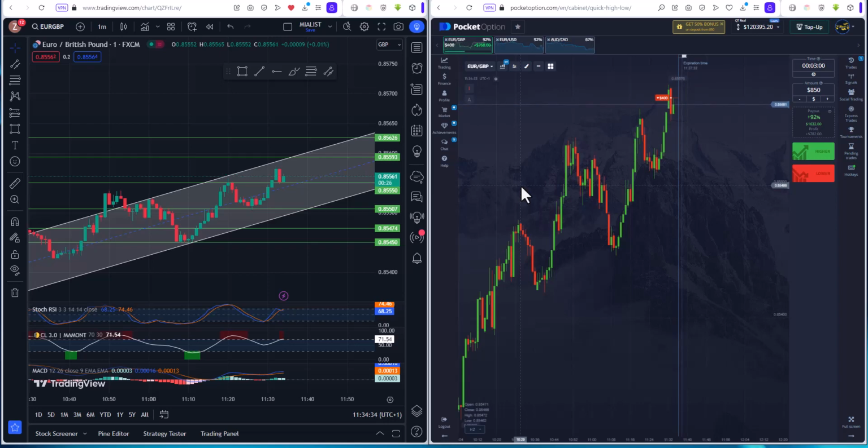Traders engage in BO by selecting between two options: call, which predicts an upward price movement, or put, which predicts a downward price movement within a time frame. So, understanding the significance of market analysis.